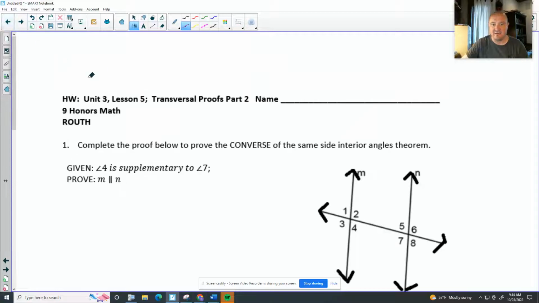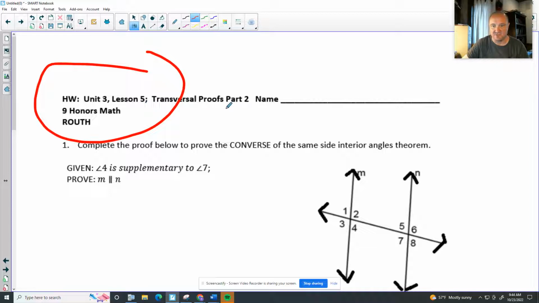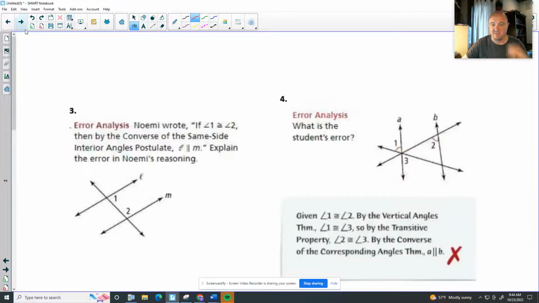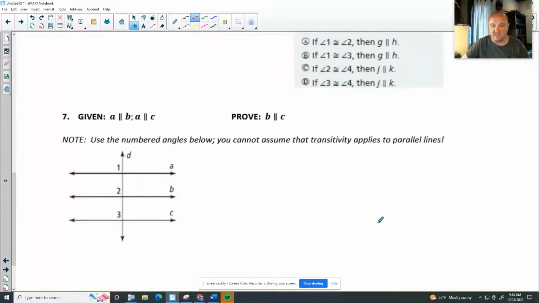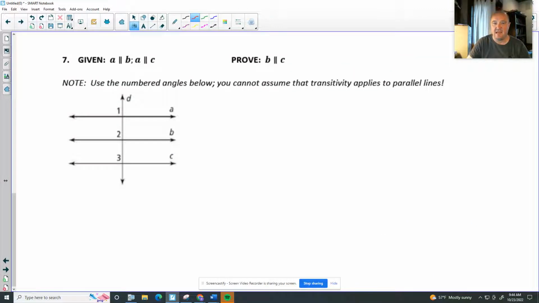All right, so now we are in the Unit 3, Lesson 5, Transversal Proofs Part 2 homework. Some people asked for a few videos here, so let's start with number 7. Okay, so in 7, I'm given two things. I'm told A is parallel to B, and I'm told that A is parallel to C.